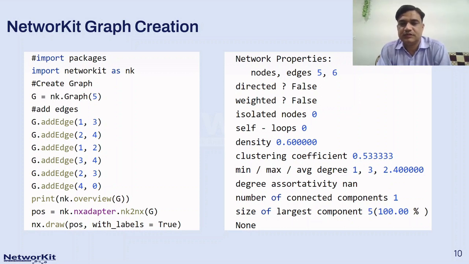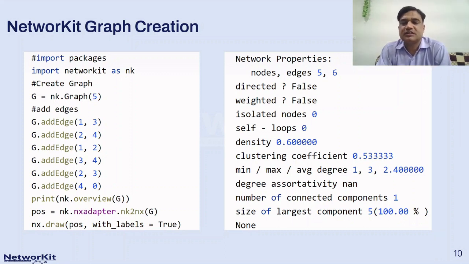Here it is 0. If any self loops exist in the network, then it gives the number of self loops. Here it is 0. It gives the density, that is 60% here. Clustering coefficient, here 0.53. Minimum, maximum, and average degree, here it is showing 1, 3 and 2.4.